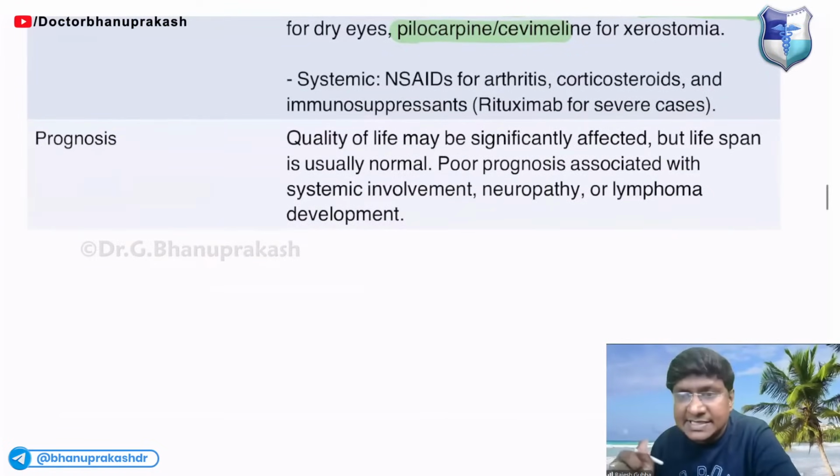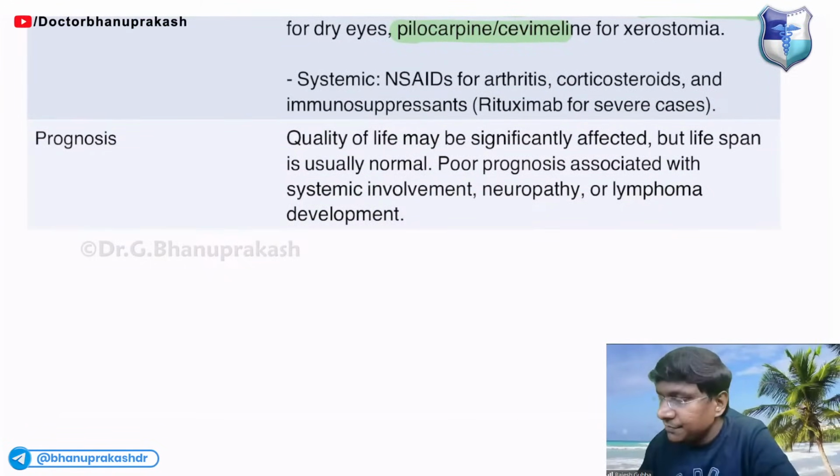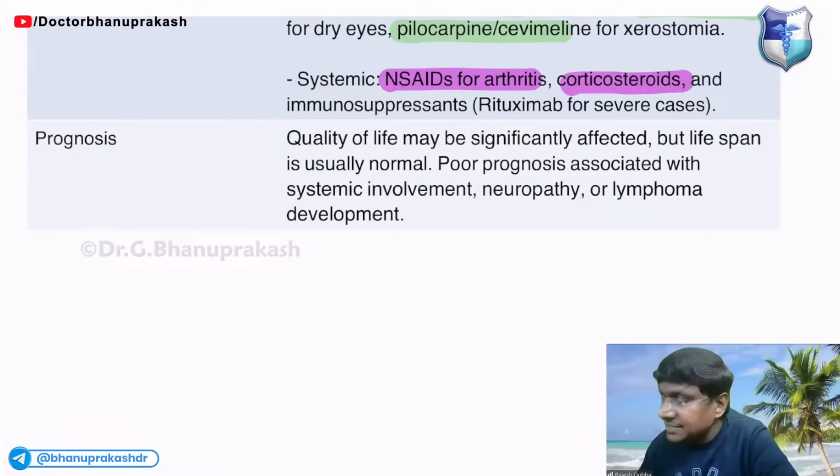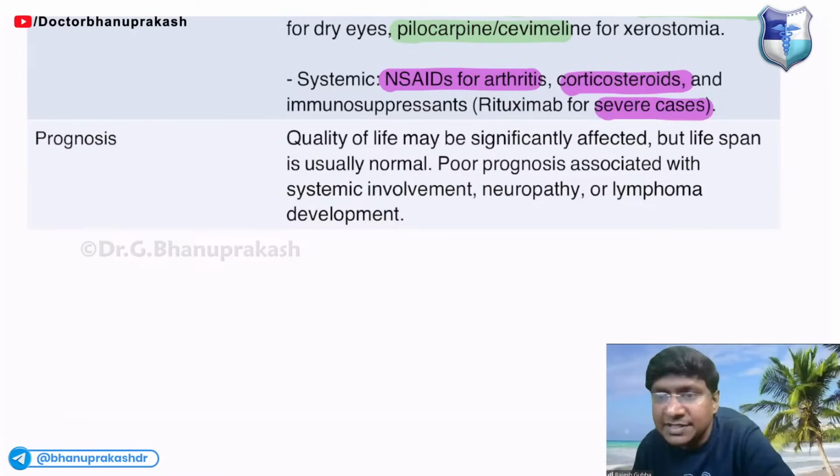And in systemic involvement, because the most common extraglandular manifestation is arthritis, you need to give NSAIDs for arthritis. Apart from NSAIDs, if the individual is not responding to NSAIDs, you need to give corticosteroids. And in severe cases, you need to give immunosuppressants, that is, rituximab should be given.